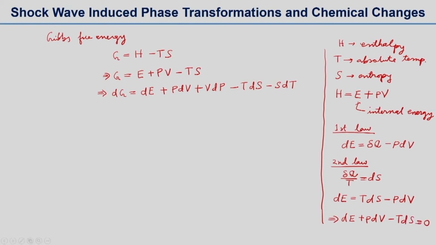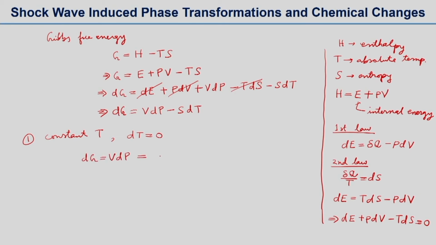If we use this expression here, you see all three terms are present: dE, PdV and minus TdS. So these cancel to 0, and the resulting expression is VdP minus SdT. This is the expression for the differential of Gibbs free energy. Now we will consider two cases. One is constant temperature, case number one, which means dT is equal to 0. That gives dG equal to VdP.